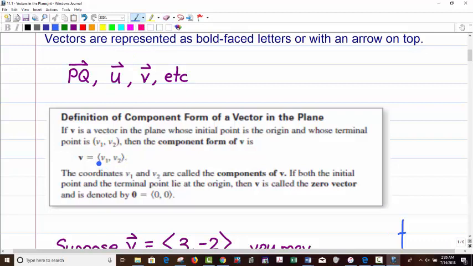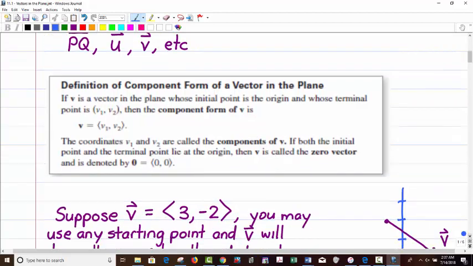So angle bracket V1 comma V2 is defined here as vector V, and the coordinates V1 and V2 are called the components of V. Now there is such a thing as a zero vector, which seems kind of weird, but it's denoted as boldface 0, and it would have components 0 and 0.